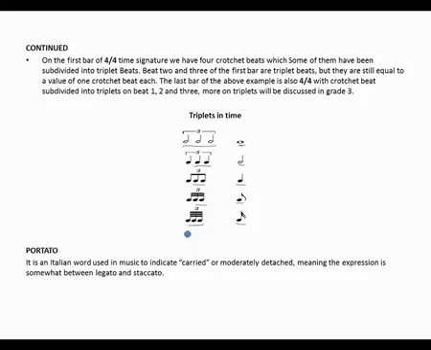Then another sign to look at is portato. It is an Italian word in music to indicate carried. Portato means carried or moderately detached. This means the expression is somewhat between legato and staccato. Remember, legato is smooth, staccato is short and detached. So portato is between the two.